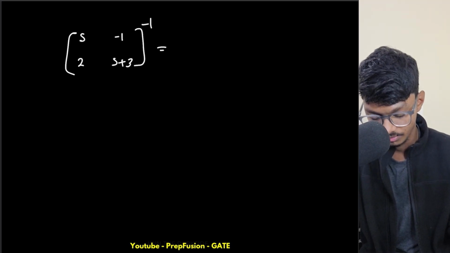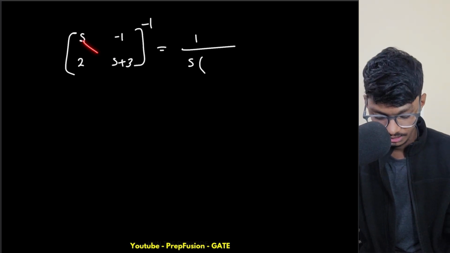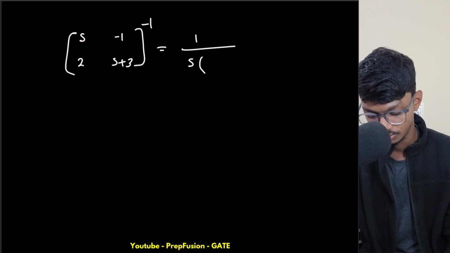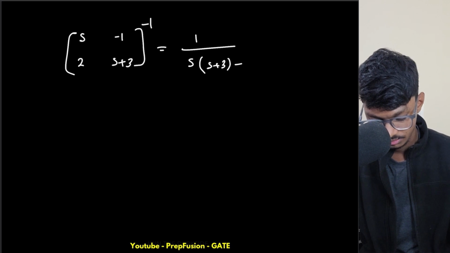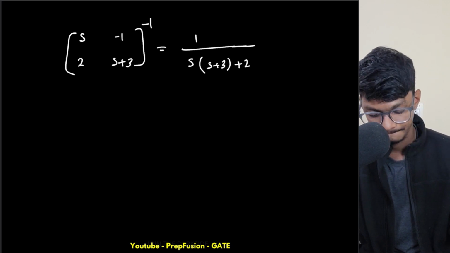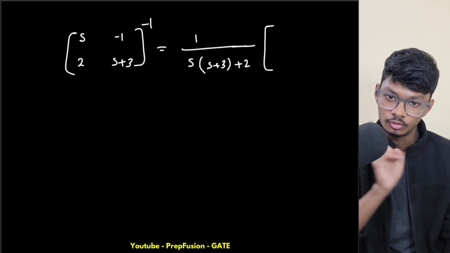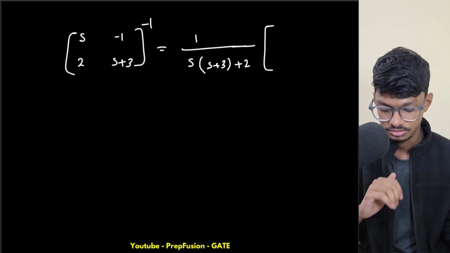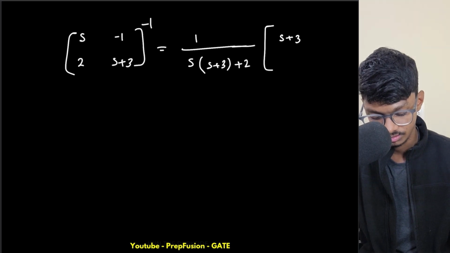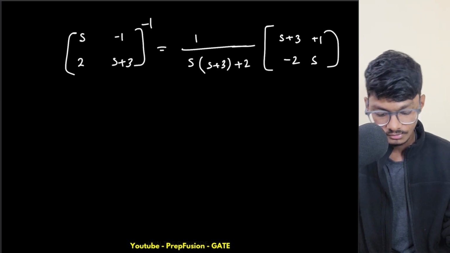Now we have to compute the inverse of this. The determinant will come first, which is S into S plus 3, plus 2. Then there is a shortcut for a 2 cross 2 matrix: you swap these two and change the sign of the other two. So this becomes S plus 3, this becomes S, this becomes plus 1, and this becomes minus 2. This is the inverse.